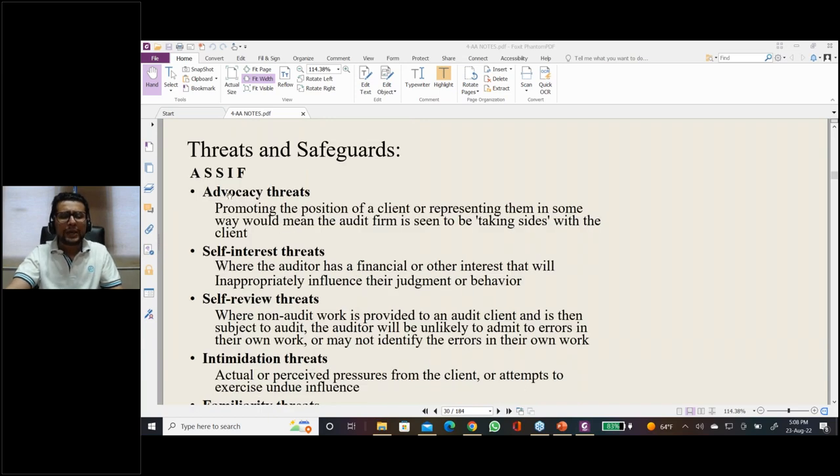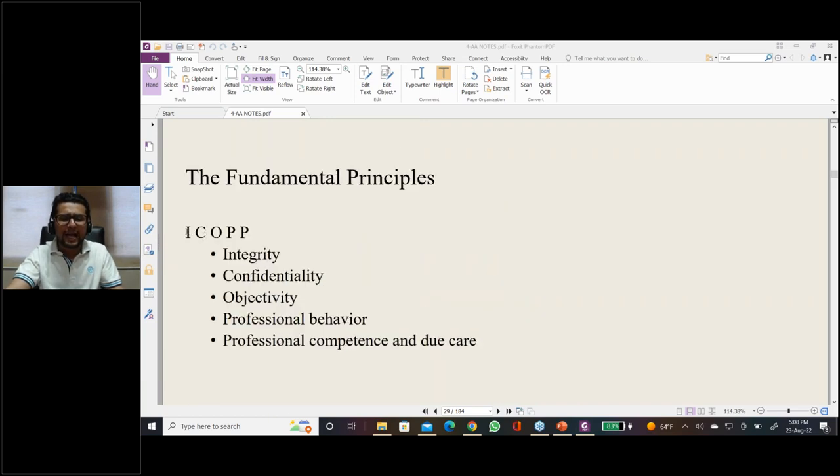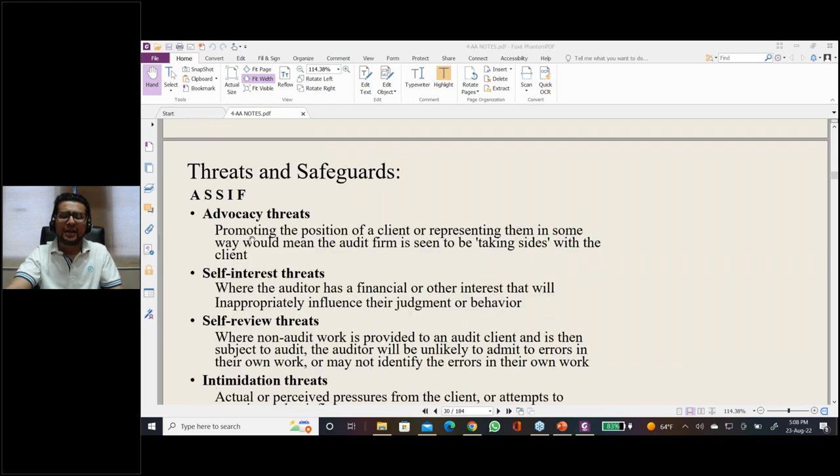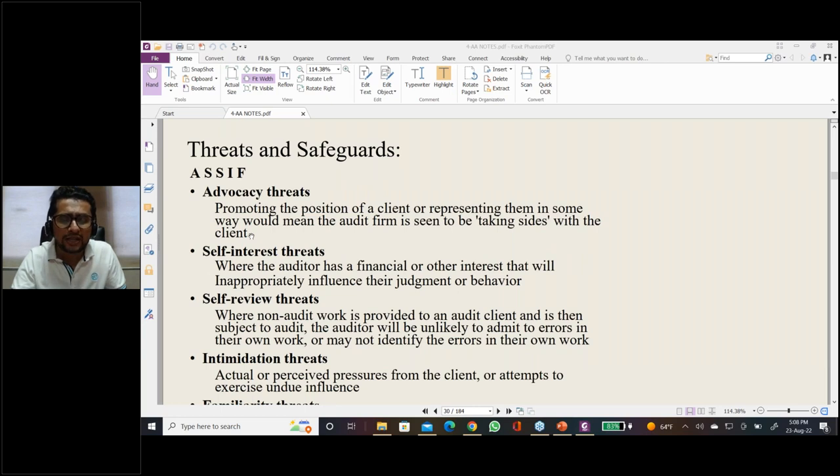Just like the fundamental principles, ICOPP, or you could say ICOP square, the threats are ASSIF. The first threat is called advocacy threat. You cannot promote your client. You cannot defend your client. If you promote the client, you will be considered as advocating the client. If you defend the client, you'll be seen as taking the side of the client. So you cannot be the promoter or the defender. This is what we call advocacy threat.